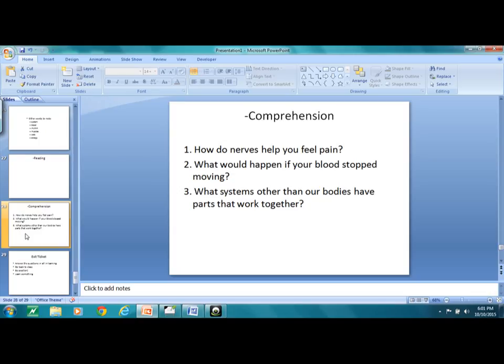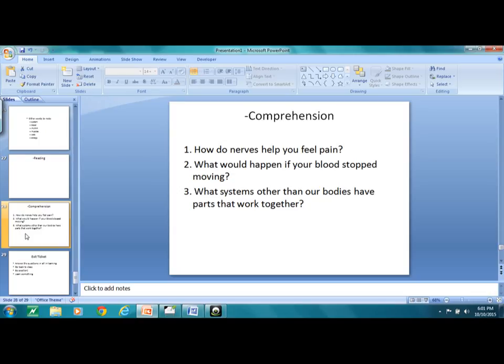You're right. I hope you said some version of this, it doesn't have to be exactly this way. These are my words. If your blood stopped moving, then the other parts of your body would stop working. So your body would shut down, or your systems would shut down.